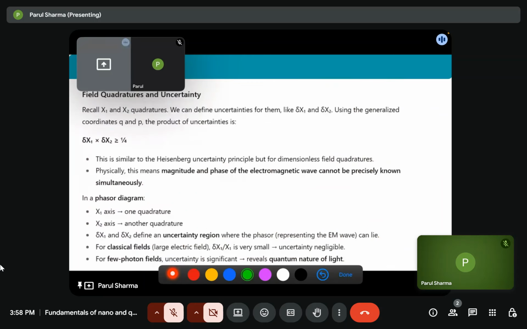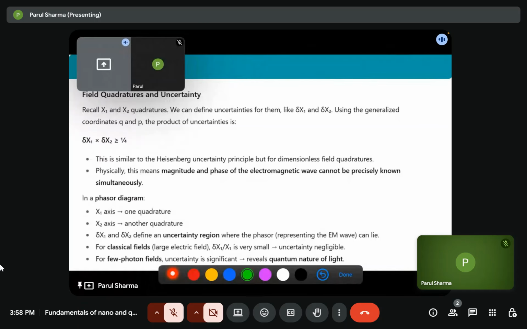So now, what we said is that we have x1 and x2, and we define uncertainties for them, delta x1 and delta x2, using the generalized coordinates p and q. We found the product of uncertainties delta x1 and delta x2 to be 1 by 4.